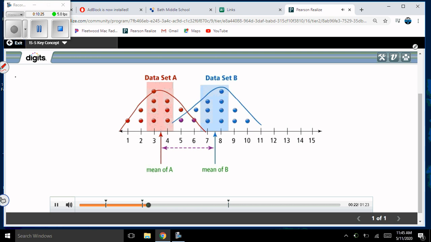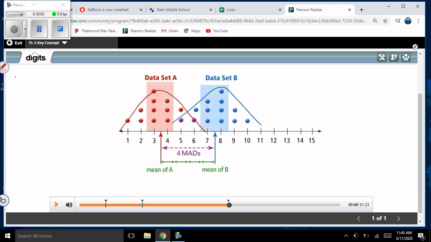When two data sets have approximately the same variability, you can use their mean absolute deviation to describe the distance between their means. You can express this distance as a multiple of the mean absolute deviation. The centers of data set A and data set B are about 4 mean absolute deviations apart.